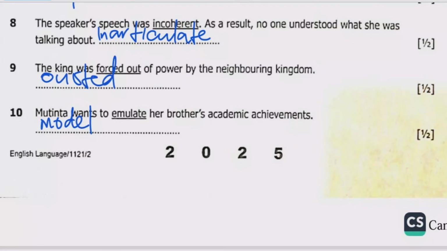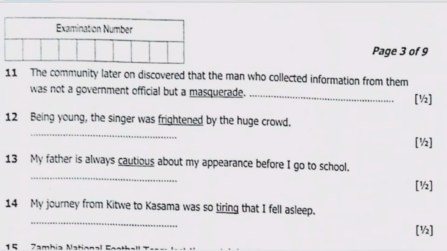So for 10 we are saying it's model. Let's go to question number 11. The community later on discovered that the man who collected information from them was not a government official but a matriculate. Okay, so the person was getting information. They thought at first that he is from government, or is a government official, but they later learned that it's not. Is matriculate. Okay, so what word means matriculate?